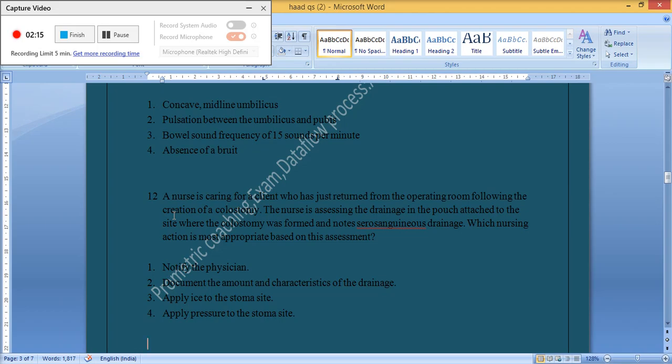1. Notify the physician. 2. Document the amount and characteristic of the drainage. 3. Apply ice to the stoma site. 4. Apply pressure to the stoma site. The correct answer is 2. Document the amount and characteristic of the drainage.